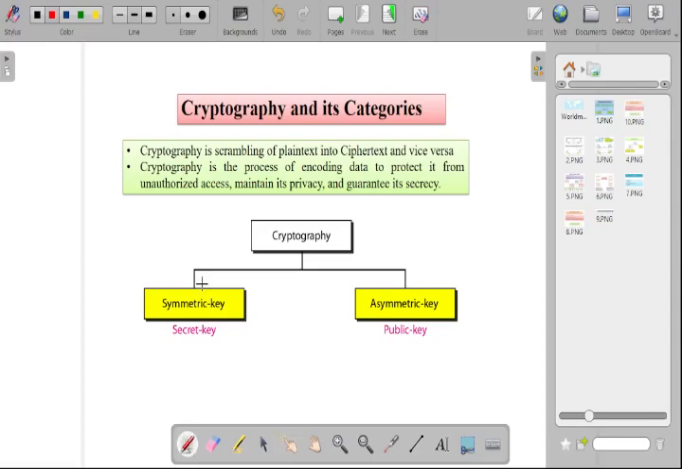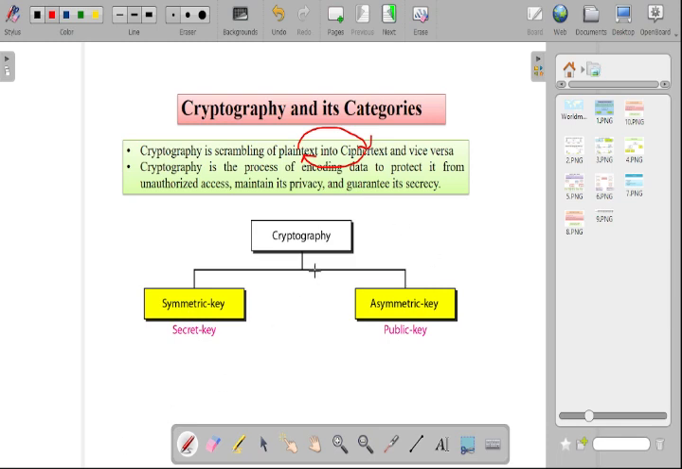Hello everyone, in this video we will see what is meant by cryptography and its categories. The term cryptography is the scrambling of our plaintext information into ciphertext, and the ciphertext data is converted back to our plaintext. It is the process of encoding our data into another format to protect the information from unauthorized parties, so that we can maintain the privacy and secrecy of our information.